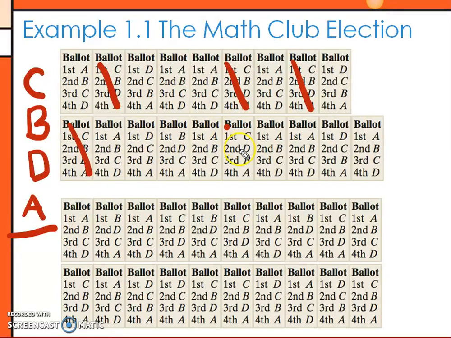Oh, and see, this one's a little different. It's CDBA, so I can't count it as part of this group. I'm just counting the ones that have the exact same CBDA ballot. So there's another one. There's another one. There's another one.